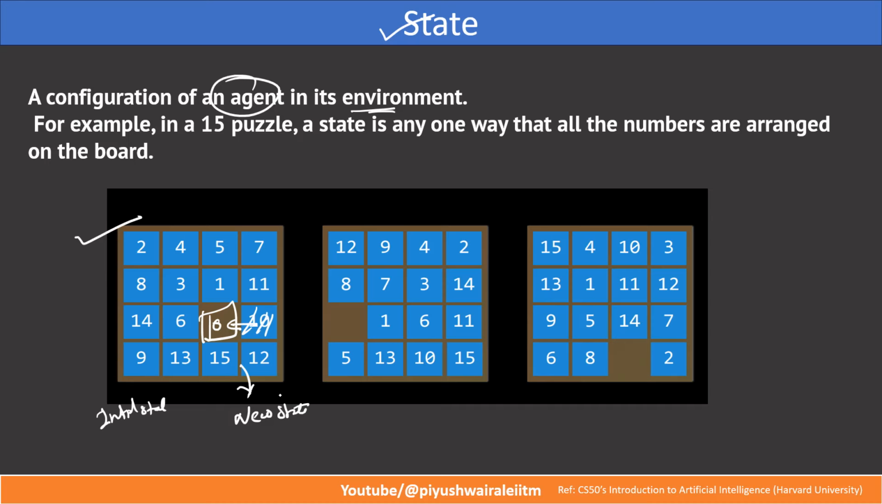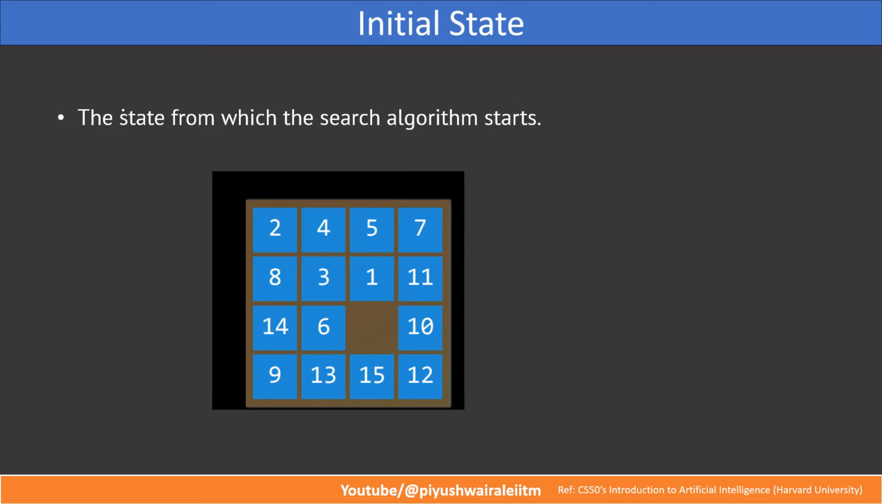So state is basically any particular given configuration of an agent in this particular environment. For example, in the 15 puzzle, a state is any one way that all the numbers are arranged on a particular board. I hope you understand what a state is here. Now, what is the initial state? The initial state is basically the state from which our search algorithm starts. So this is our initial state. This is what we have discussed in the previous slides.